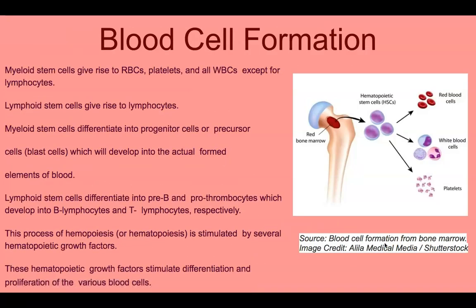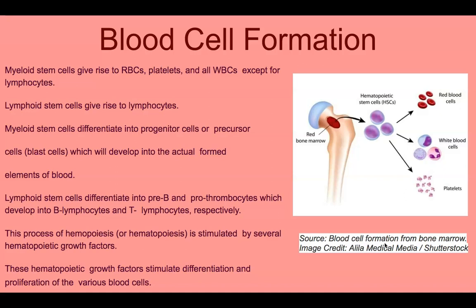So we can say that the myeloid stem cells are giving rise to RBC, platelets and all the WBC except lymphocytes. Lymphoid stem cells give rise to lymphocytes. Myeloid stem cells differentiate into progenitor cells or precursor cells. Then these precursor cells are the blast cells, which develop into the actual formed elements of the blood.